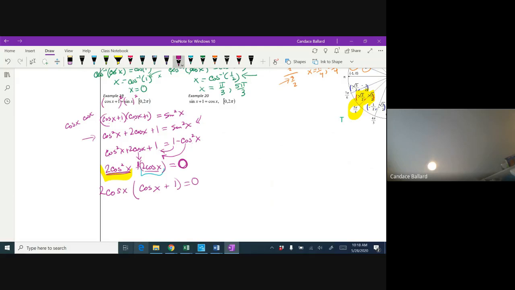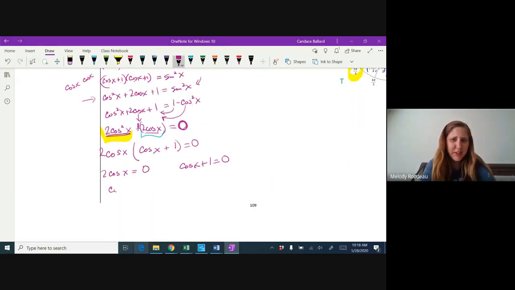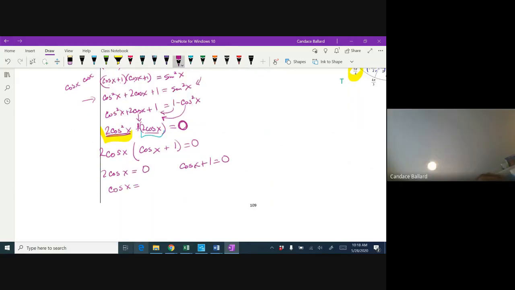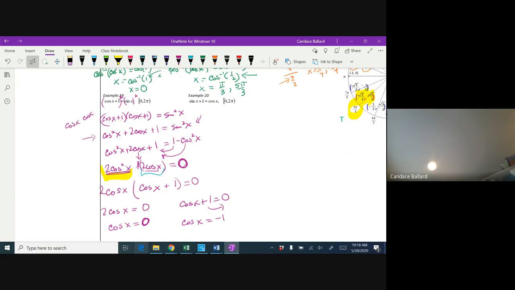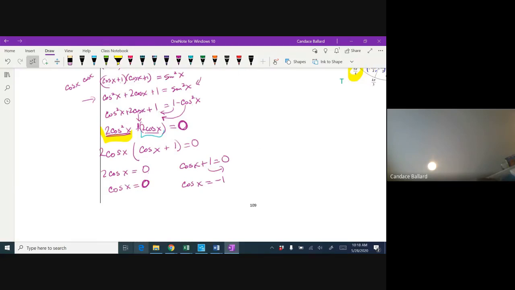And now we're back to zero product property. So 2 cosine equals 0, and cosine x plus 1 equals 0. We're getting good at that zero product property. We should be able to do that in our heads. So I'm going to divide by 2. So 0 divided by 2 is 0. And I'm going to subtract the 1. So cosine of x equals -1. And you'll notice, you guys, it's not that these problems are hard, but they're long. They're a little tedious. So you just kind of got to stick with it because you got the trig layer on top of the algebra layer. And then I'm going to do the cosine inverse of both sides.